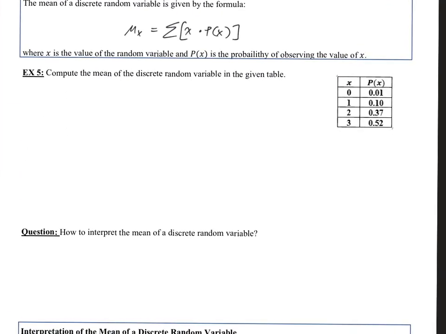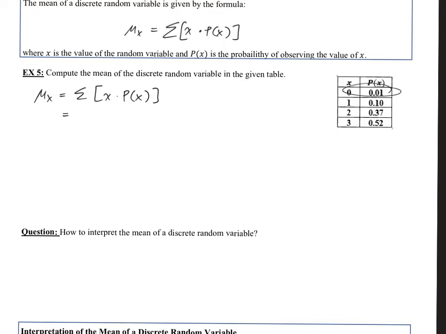For example 5, compute the mean of the discrete random variable in the given table. Alright, so now we're going to use the new formula. So the mean of x is going to equal the sum of the random variable times the probability of that random variable. So we're given random variables and their probabilities. Go ahead, pause the video, and try to see if you can find the mean by yourself.